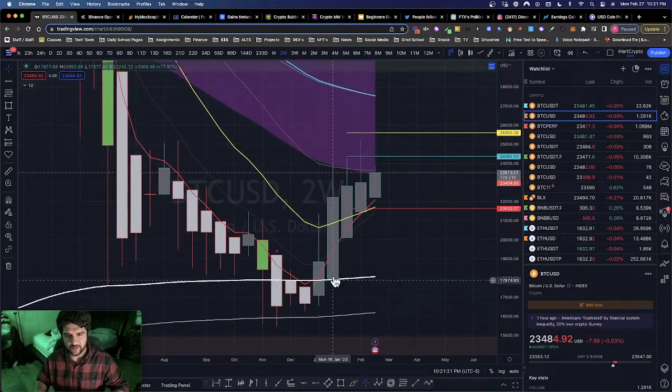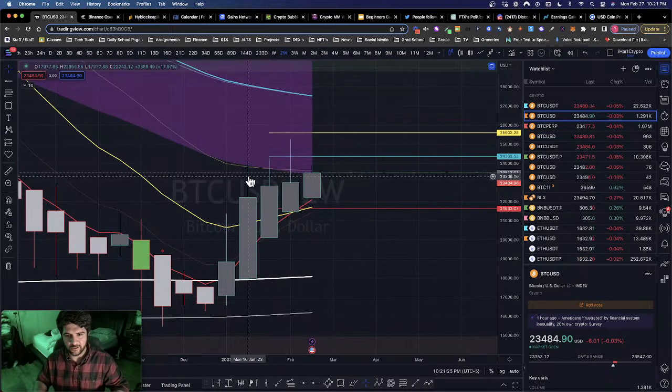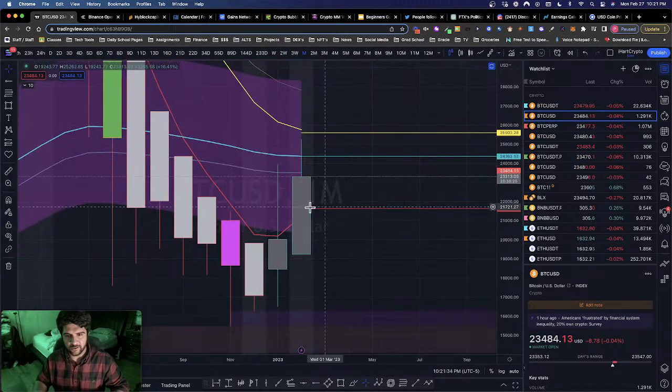Your 2 week is fairly strong at the moment, but again, the wicks will tell you how strong it really is, and you haven't gotten a big wick on that one, although it just started. On your monthly time frame, though, you got a nice reversal candle, and we'll see how the monthly closes.